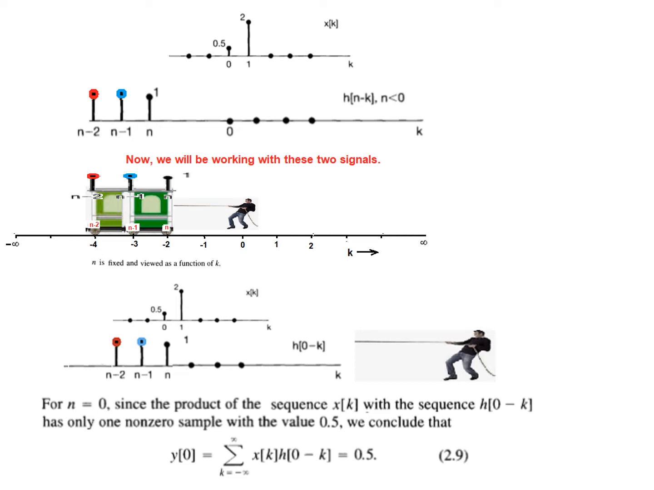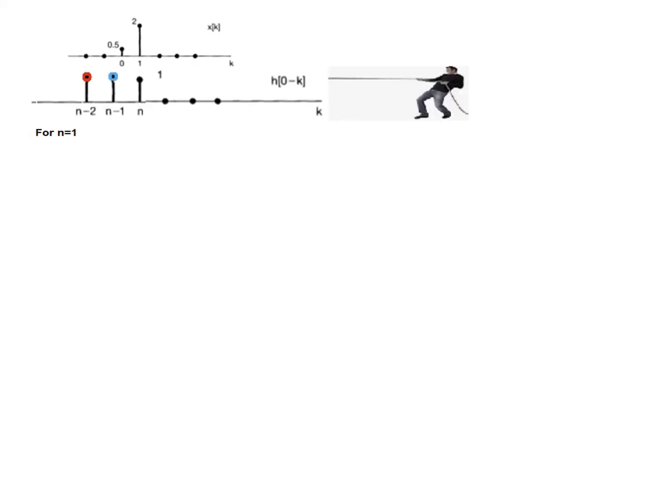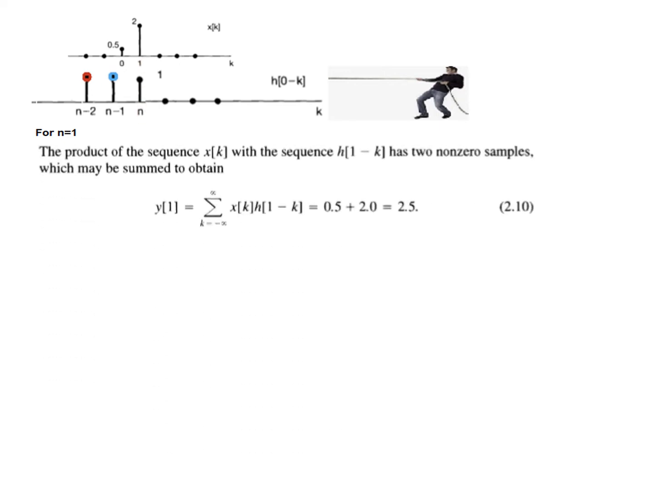Now let's pull it further to the right. Okay, so when you pull it further, now we have two overlaps, this one and this one. And in the same way, you can see now that at n is equal to 1, the sum will be the multiplication of this. So 1 multiplied by 0.5 is 0.5, and 1 multiplied by 2 is 2. So the total sum will be 2.5.